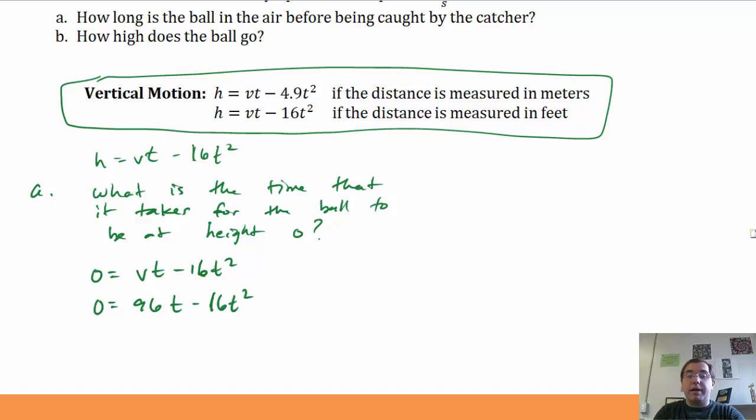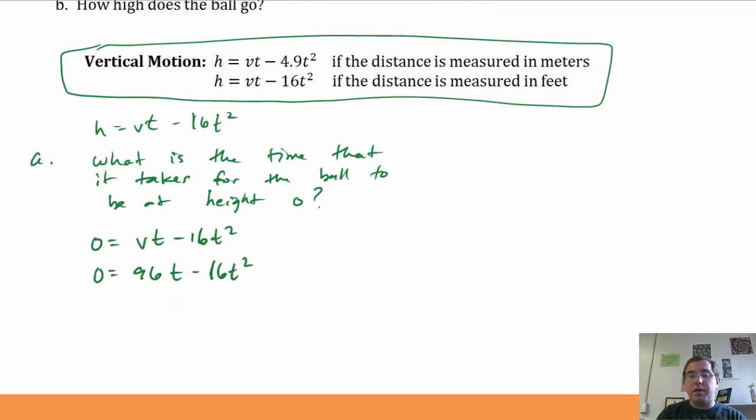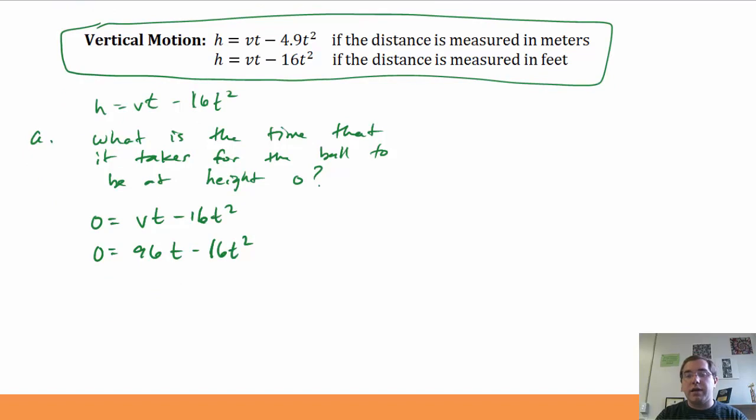And this is a quadratic equation because the highest power of the variable t is 2. So we can factor the right-hand side. We look for a greatest common factor of 96t and negative 16t squared, and that greatest common factor is 16t, because 16 does divide evenly into 96. So we'll have 16t times 96 divided by 16 is 6, so we'll have 6 minus t, because t squared divided by t is t. So we factored out the greatest common factor of 16t.